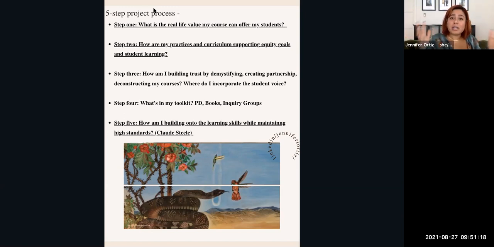And that's one thing that I love to do. I love showing students how they have full range and how their personal experience actually has a space in academic work. Step two, how my practices and curriculum support equity goals in student learning. And so I'll show you a little bit when I go over my syllabus with you.